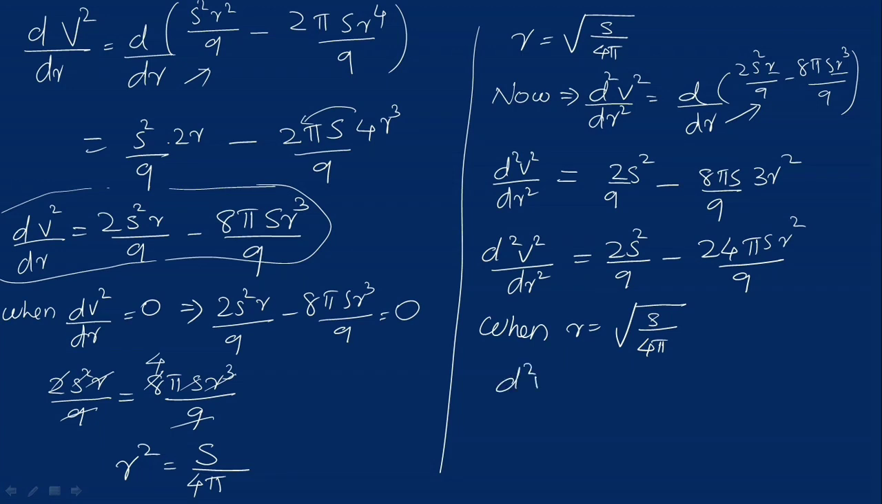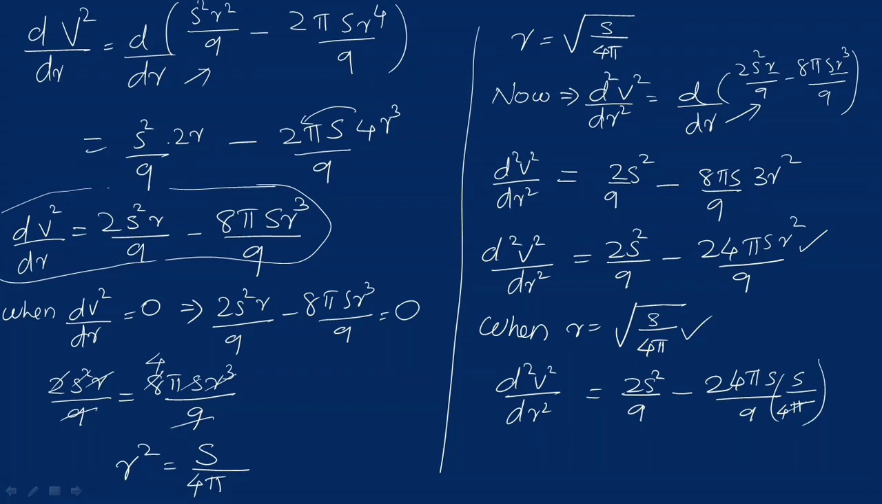When r is equal to root of S by 4 pi, we are applying it in the equation of d square V square by dr square, that is 2S square by 9 minus 24 pi S by 9 into, instead of r square, that is S by 4 pi. R is equal to root S by 4 pi, so r square is equal to S by 4 pi. Cancelling 24 and 4 in the second term, we have the remaining, that is 2S square by 9 minus 6S square by 9.